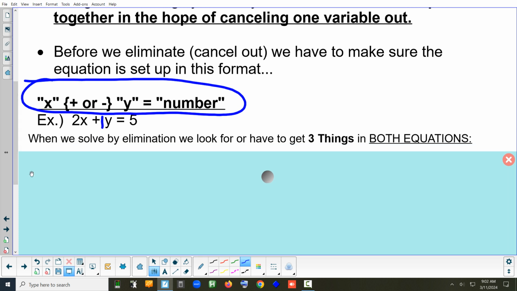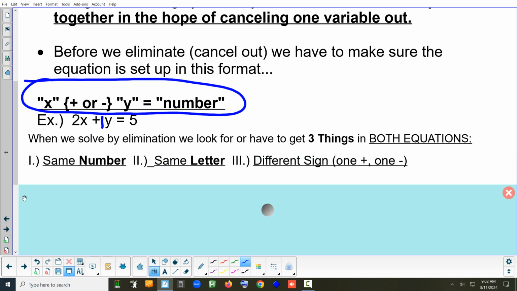All right, so when we solve by elimination, we're going to look for 3 things, and I think you guys already have that all written, in both equations. And those are the 3 things you want to write down. Same number, same letter, opposite signs, or different signs. One positive, one negative.